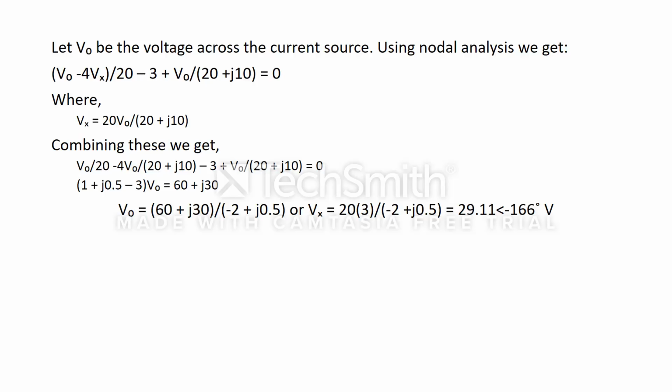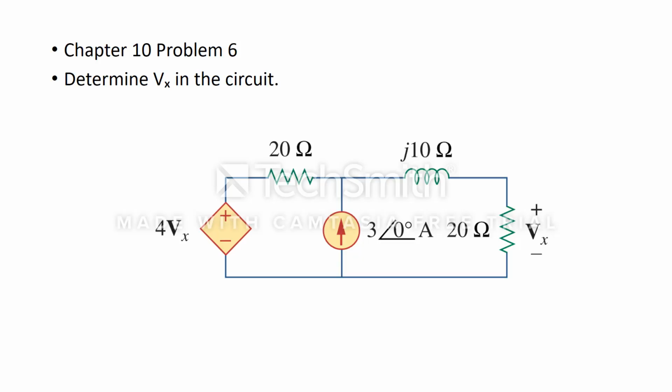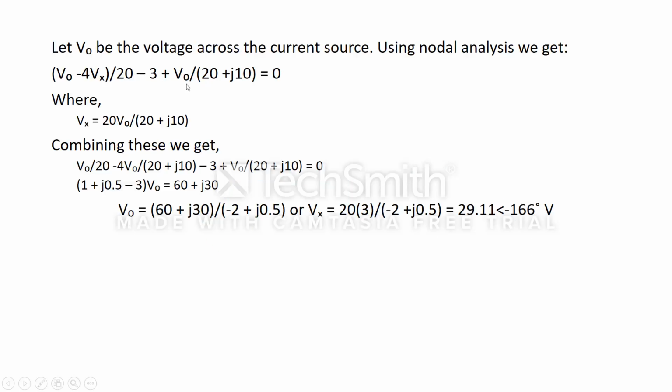And also, when we combine both these equations, that is Vx equals 20 V naught by 20 plus J10, which is obtained by just considering this branch alone, we are using Kirchhoff's voltage law right here. So we are obtaining this equation right here, and combining these two equations, we are just getting a linear equation in V naught.